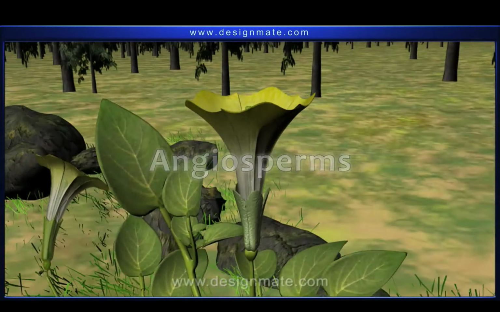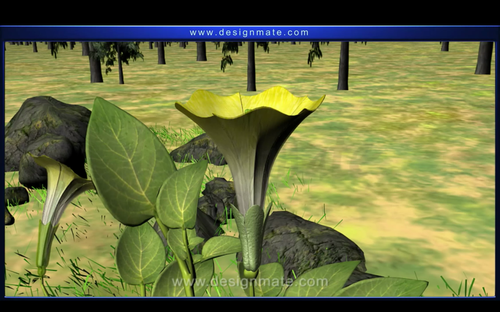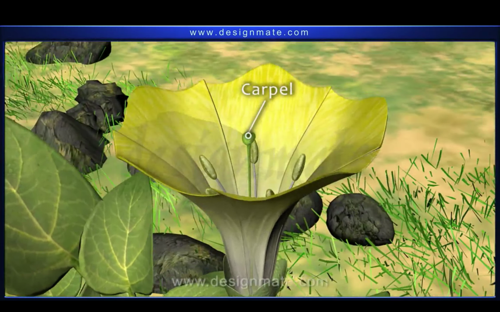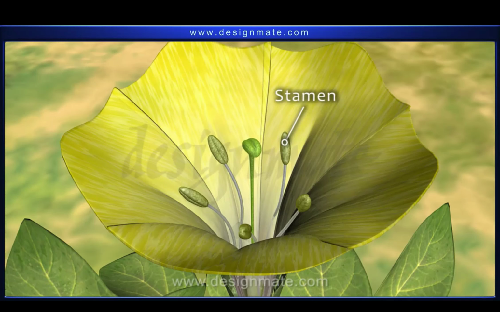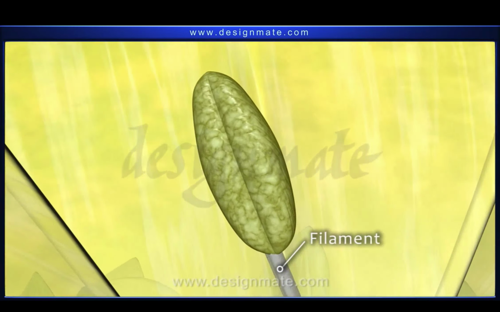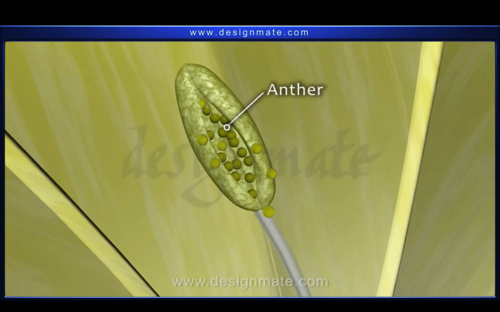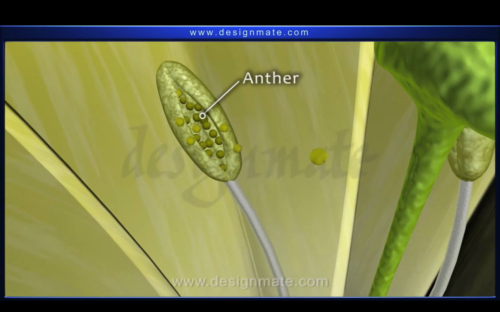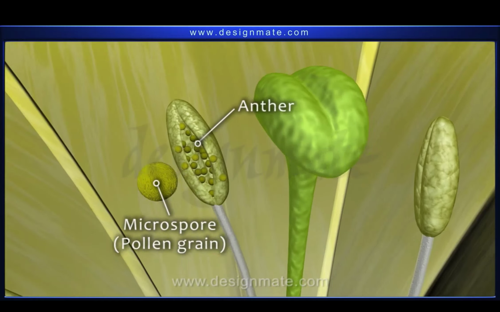Angiosperms. Angiosperms are flowering plants. Flowers are well developed in these plants and represent the sporophyte. They are either unisexual or bisexual. The flower shows various floral parts like the calyx, corolla, carpels, and stamens. Stamens are the male reproductive parts that consist of stalk-like filaments with pollen-bearing anthers at the anterior end. The anthers produce microspores or pollen grains.